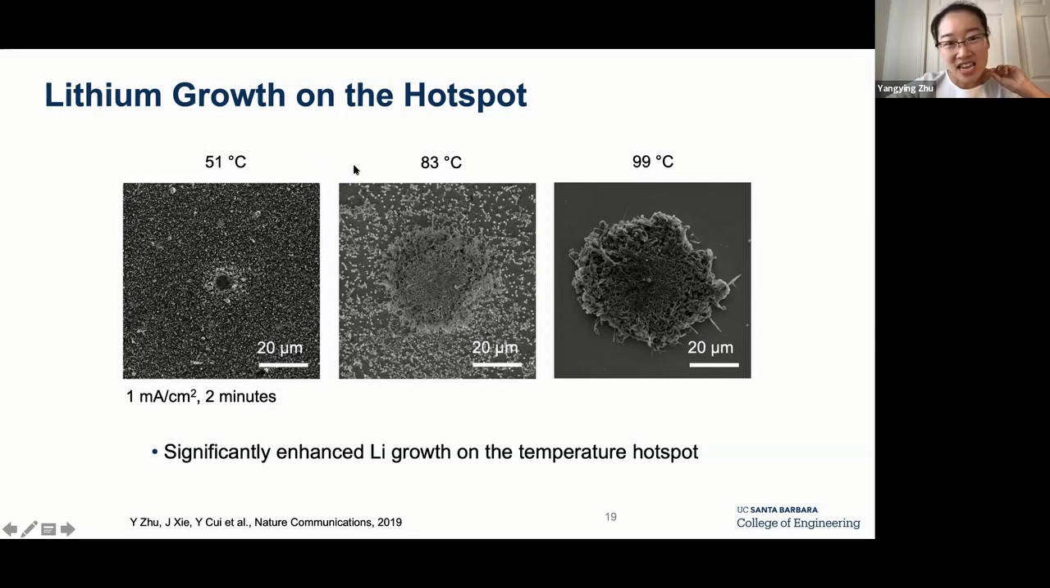When you increase the temperature to 80 degrees and 99 degrees, this becomes more severe. You have lots of lithium growing on the temperature hotspot. In this extreme case, you don't really see any lithium metal on the other region. You only see them almost all on the temperature hotspot. So you see that temperature can introduce significant non-uniformity of lithium growth.